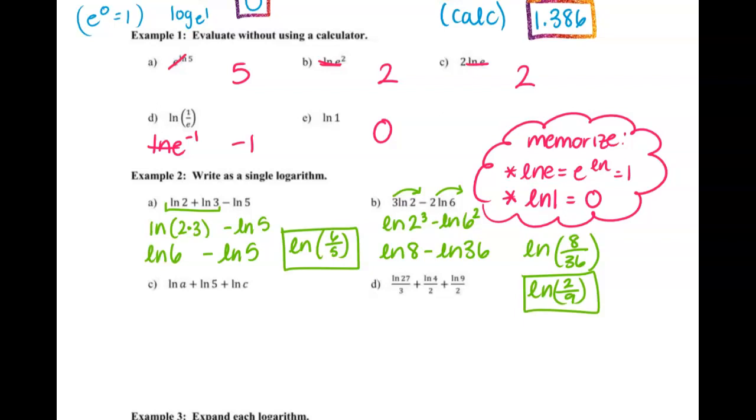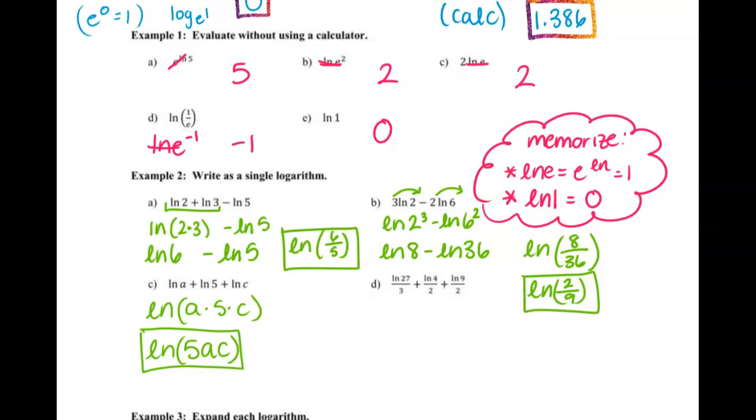All right, looking at the next one, part C. Natural log of A plus natural log of 5 plus natural log of C. When they're being added together, they're just multiplied in the same log. So natural log of A times 5 times C. Traditionally, we would write this as natural log of 5AC with the constant first, or the number, and then the variables in alphabetical order.